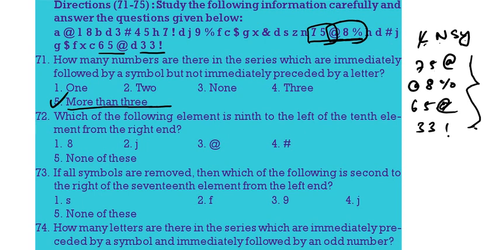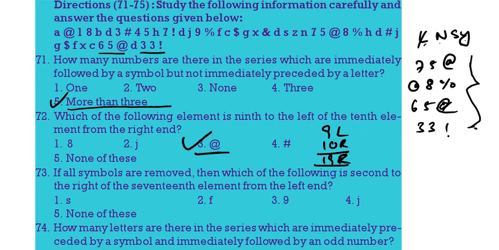Which of the following is 9th to the left of 10th from the right? That is 19th from the right. So count the 19th element from right. See 1 2 3 4 5 6 7 8 9 10 11 12 13 14 15 16 17 18. 19th one is at 4. So at 4 is the correct answer.